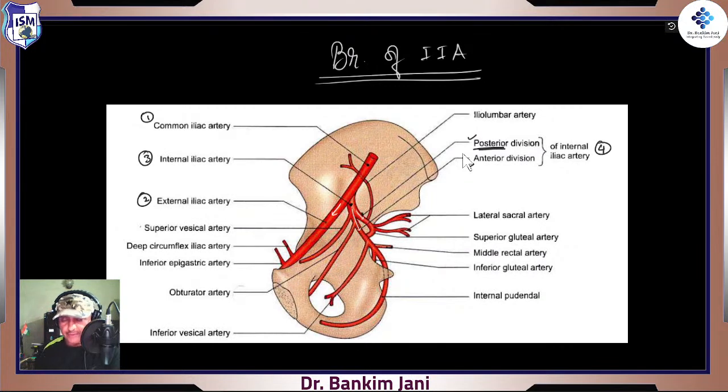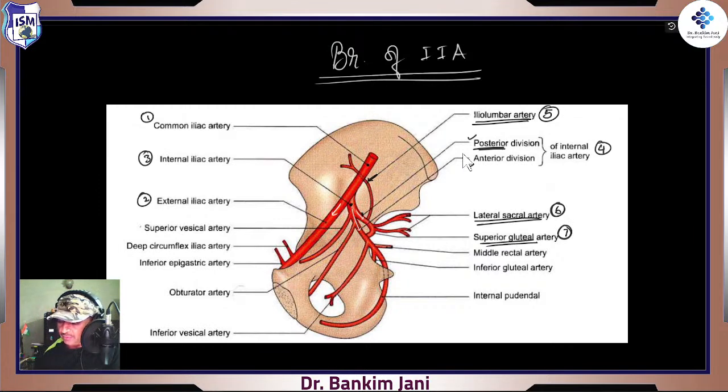In the posterior division we said iliolumbar, right? So that's iliolumbar, number 5. Yes, it is going up, and on the back side, that is iliolumbar. Second one was lateral sacral. Here it is, right? That one is lateral sacral. And then there is the big one which is going into the gluteal region, and that is superior gluteal. So it means this. Done.